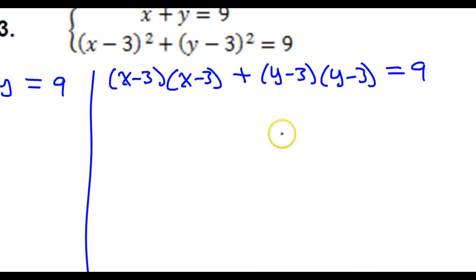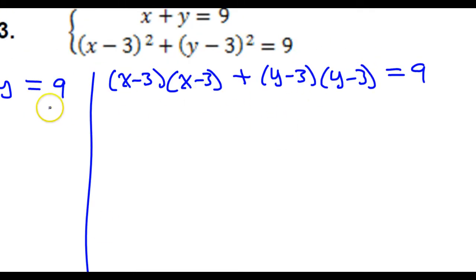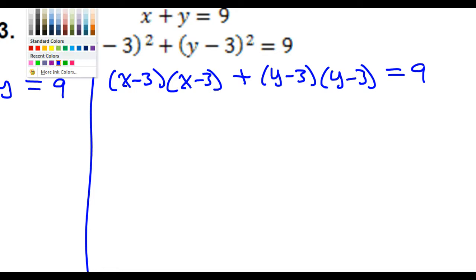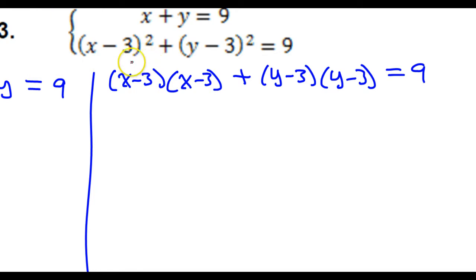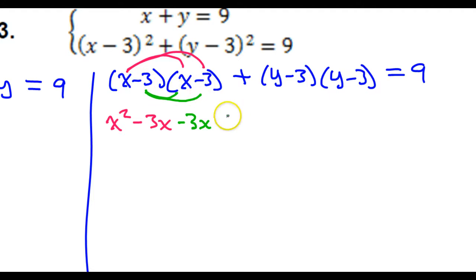Now I'm doing it this way because in order to do the substitution well, we really need to have this in standard form without all the parentheses. So I'm going to do a double distributive property. Here I'm distributing the x, so that's going to make x squared minus 3x. And then I'm going to distribute the negative 3. So negative 3 times x is negative 3x. Negative 3 times negative 3 is positive 9.